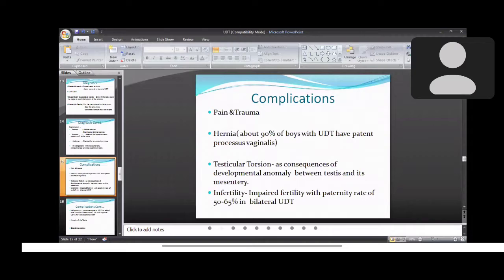Complications. Complications are pain and trauma. Hernia. About 90% of the boys with undescended testis have patent processus vaginalis, so hernia occurs. Testicular torsion. As consequence of the developmental anomaly between the testis and its mesentery, testicular torsion occurs in most of the cases. Infertility. Impaired fertility with paternity rate of 50 to 65% in bilateral undescended testis.